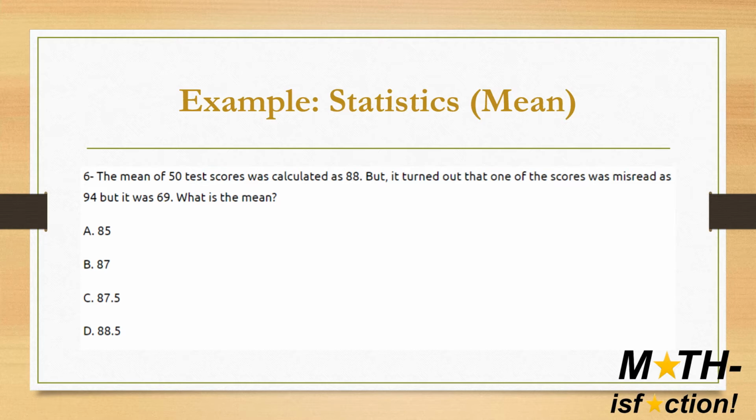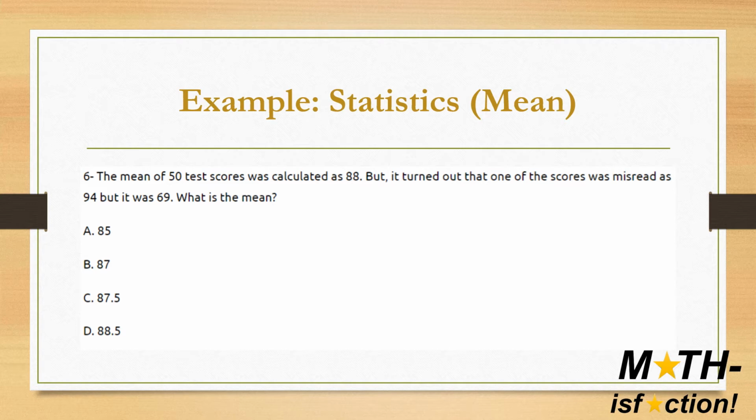The mean of 50 test scores was calculated as 88, but it turned out that one of the scores was misread as 94, but it was 69. What is the mean? There is a direct method to solve this problem. I want you to try that if you know what it is and share in the comments. I'm going to look at the detailed approach.